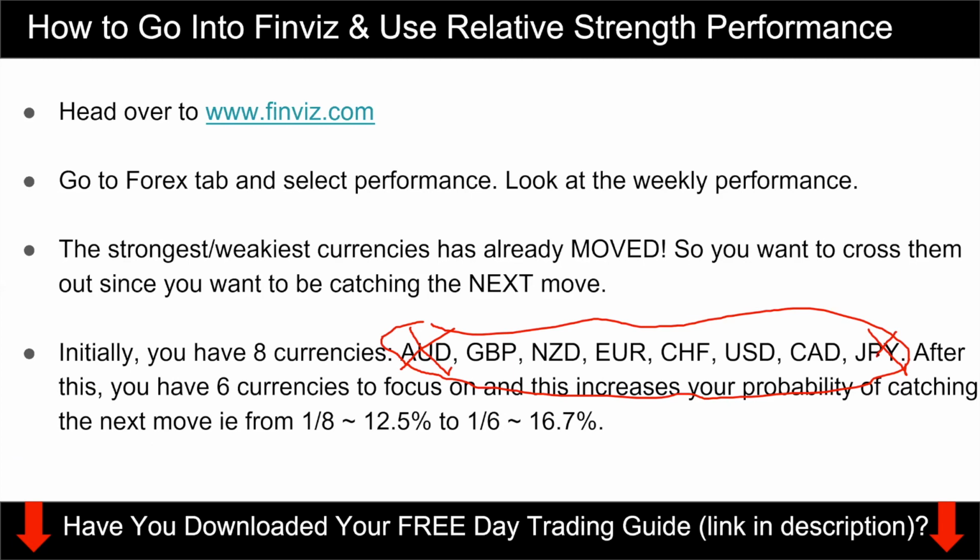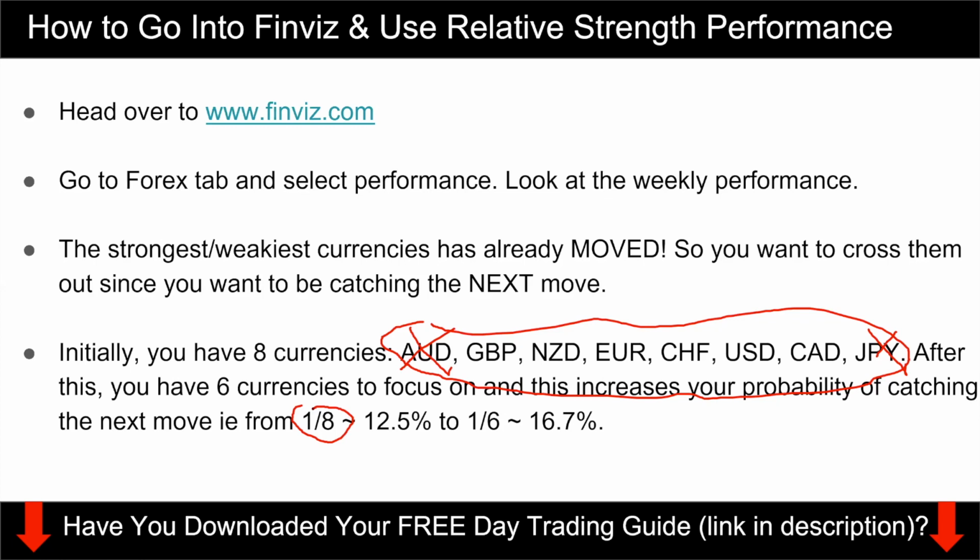Okay, so if you just close your eyes and choose one of the 6, your probability of getting it right is 16.7%, compared to previously, if you were to just close your eyes and choose one currency pair out of the 8, your probability of getting it right is about 12.5%. So this drastically increases your win rate. Okay, but please do not take it out of context. I'm not saying that you just blindly enter a trade.